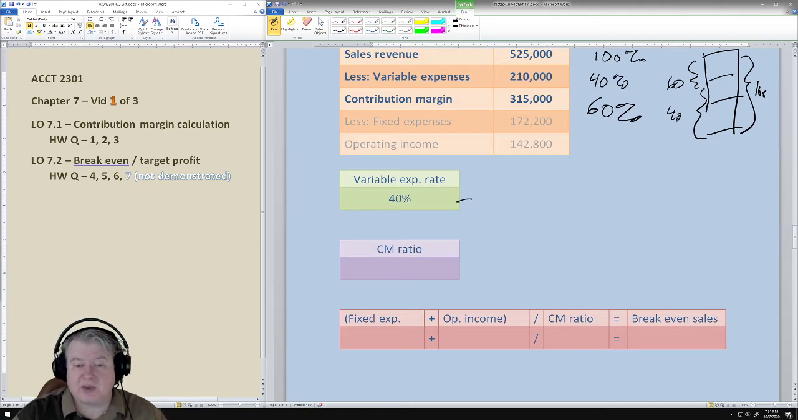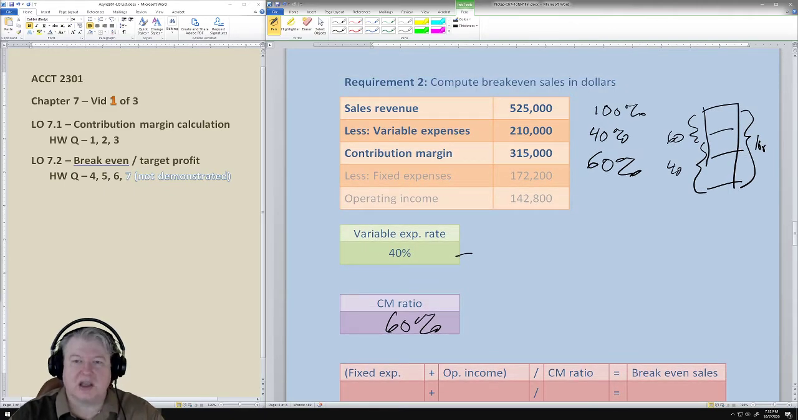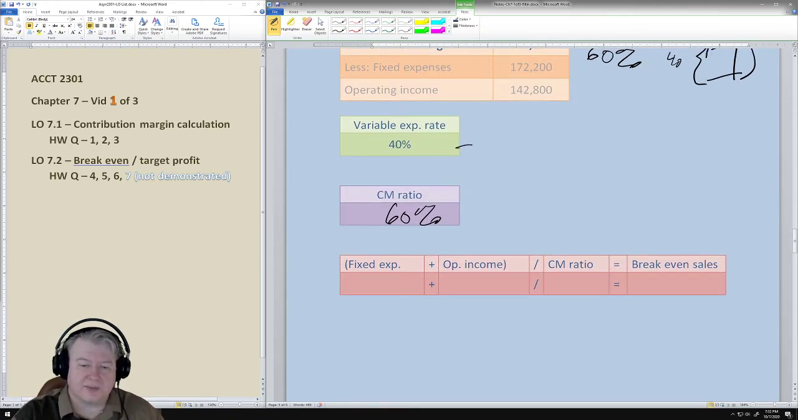It's a little bit, I don't want to say tricky, but unless you're paying attention to the names of it, it may not seem like, where did they get that number? Well, all we're doing is making sure that we understood sales is made up of two things: variable expenses, the variable costs, and the contribution margin, and those two percentages should equal 100%. So when I come up with this and I say, okay, the question is compute the break-even sales in dollars.